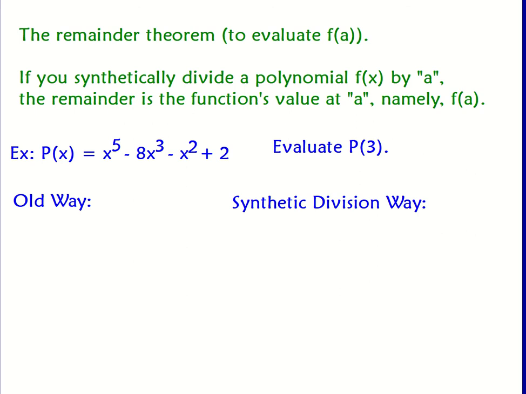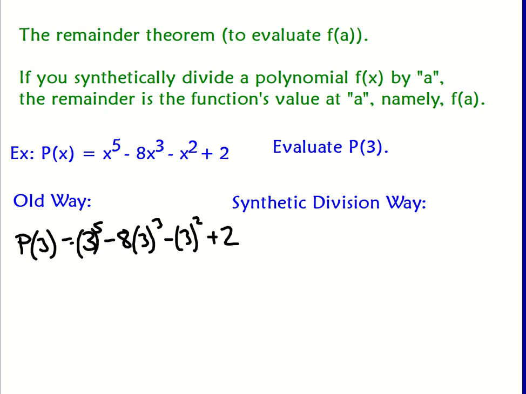the old way, which would be the direct way that you were taught in Algebra 1, would be to say that P of 3 is 3 to the 5th minus 8 times 3 cubed minus 3 squared plus 2. And then to know that 3 to the 5th would be 243 minus 8 times 27. So let's see, 8 times 30 would be 240. And then subtract 24, so 216. And then minus 3 squared, so minus 9, and then plus 2.